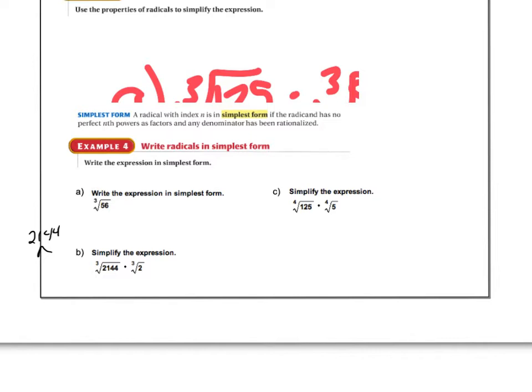For letter C, we could do it a different way if we wanted to. Let's look at it. You have the fourth root of 125 and the fourth root of 5. I'm still going to leave them separate, but I'm going to pull out factors and maybe show you that you don't always have to do a prime factor tree, that sometimes you can just factor it as it is. So if I'm looking at the first expression, which is the fourth root of 125, I'm just going to break up that 125 the best way I know how, which is 5 times 25, right?